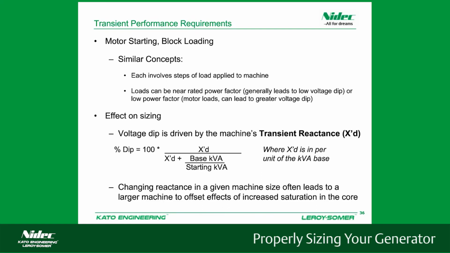So the voltage dip is driven by the machine's transient reactance. And so the dip percentage is going to be 100% times x'd over x'd plus the base kVA over the starting kVA. In the case of a purely resistive load, that base kVA and starting kVA simplifies out to 1. When we have a motor, that motor is going to have a much higher starting kVA because it acts similar to a short when you initially start it until your magnetic fields build up.